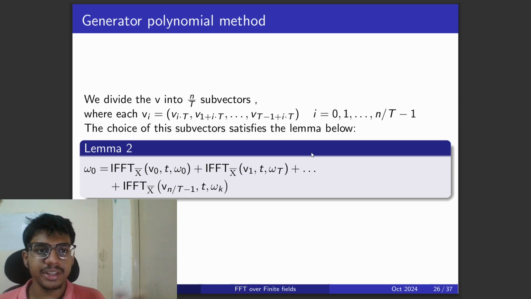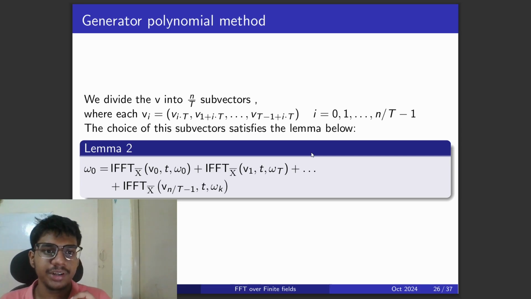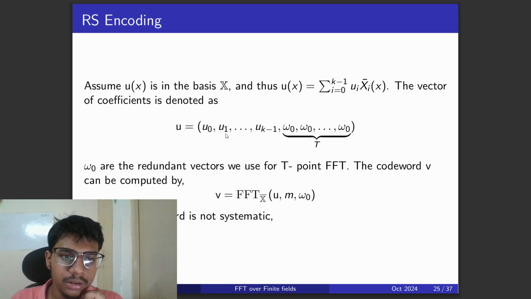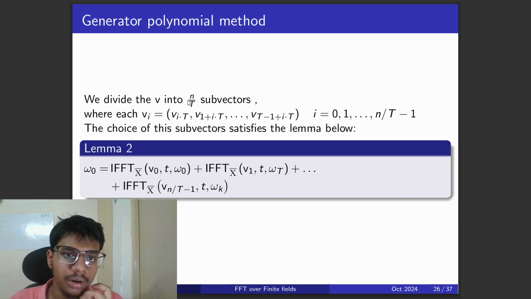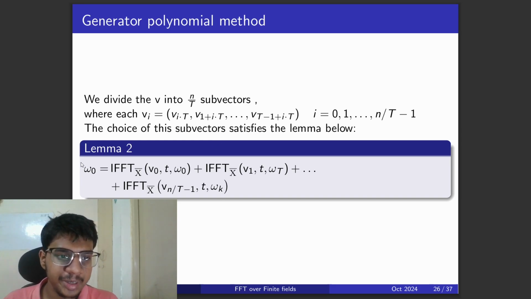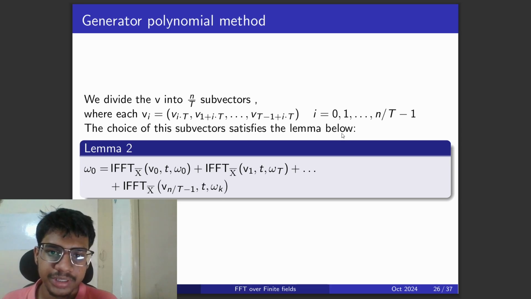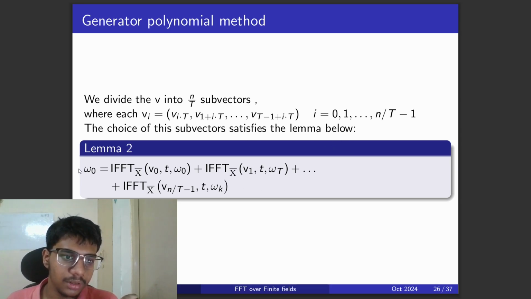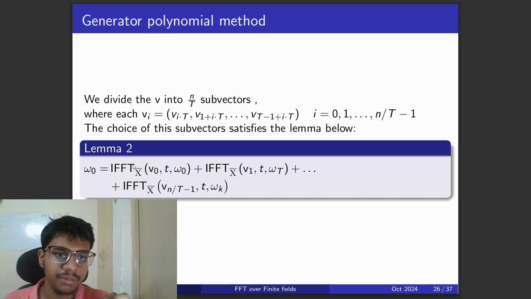So we generate another method, which is a generator polynomial method, where we divide our v into n by t subvectors, where each vi is defined as this. The choice of this subvector is just because we can represent omega naught as the inverse Fourier transform of these subvectors. Just due to this fact, we have chosen vi to be this.